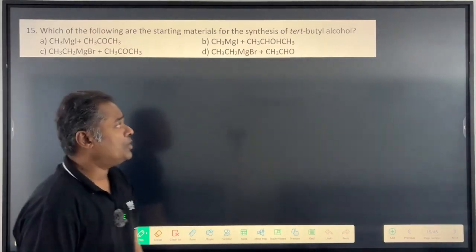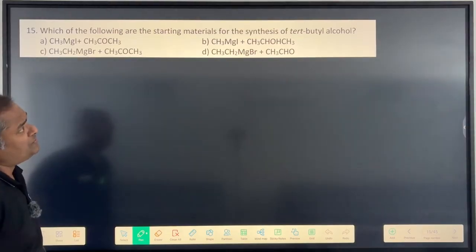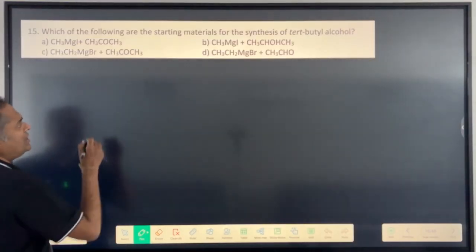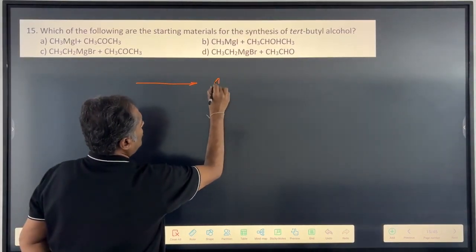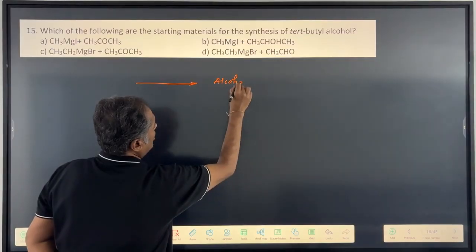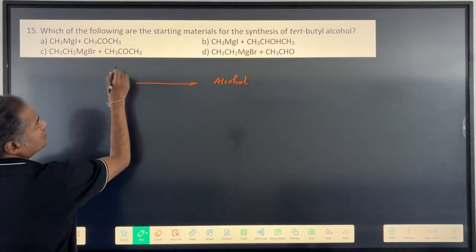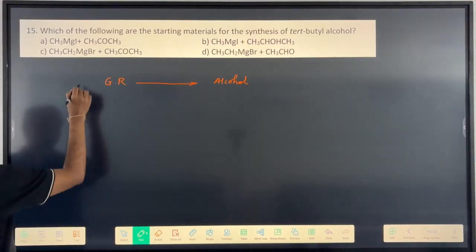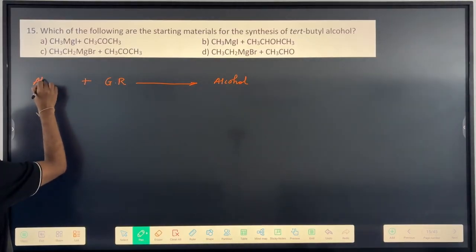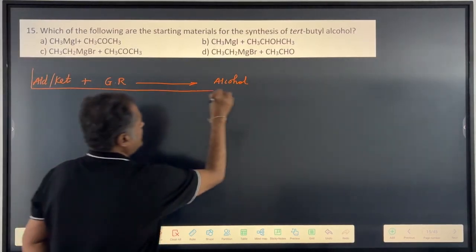Now, question number 15, what is there on the screen? Which of the following are the starting material for a synthesis of tertiary butyl alcohol? Now, basically child, let us have one discussion. Suppose alcohol is obtained as a product and the starting material, everywhere given, is Grignard reagent, correct? Then the starting material has to be either an aldehyde or a ketone. First point, is this clear, child?